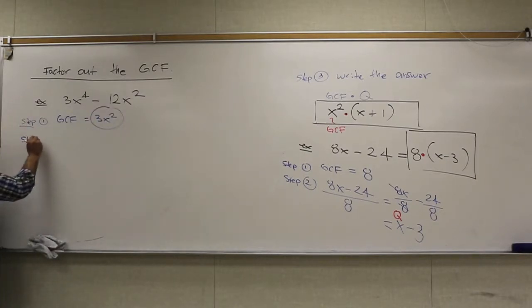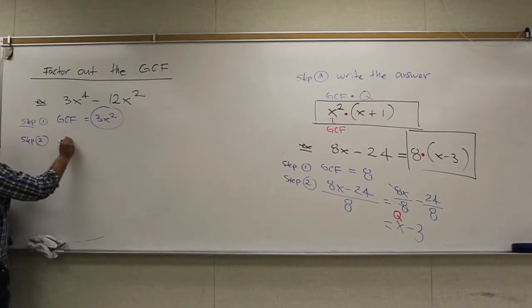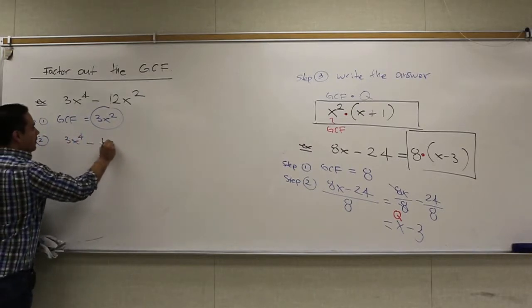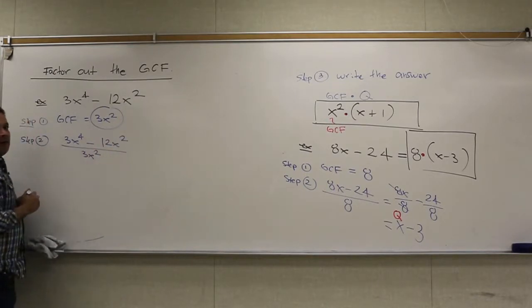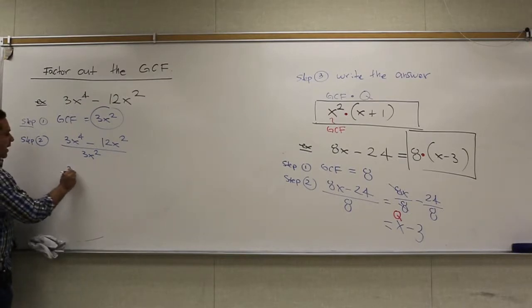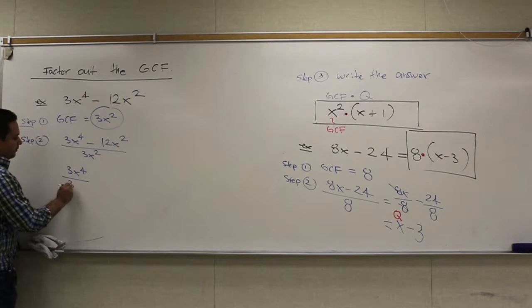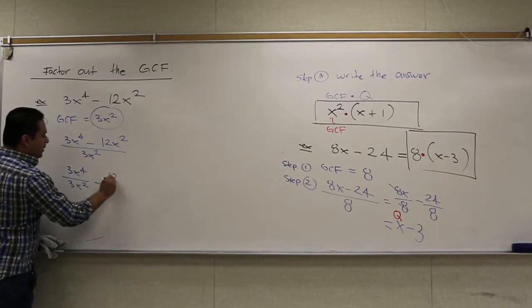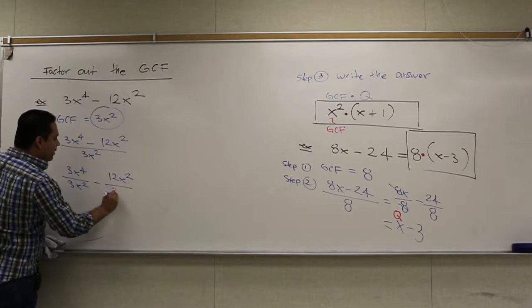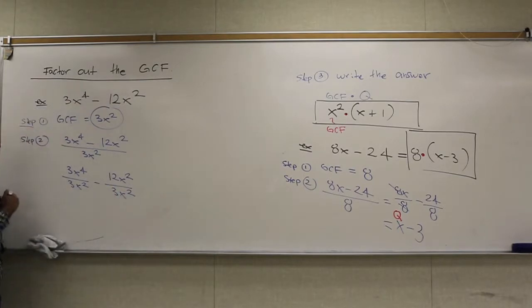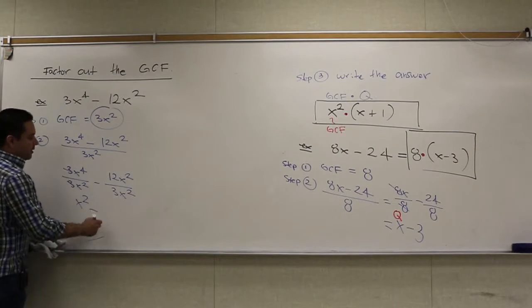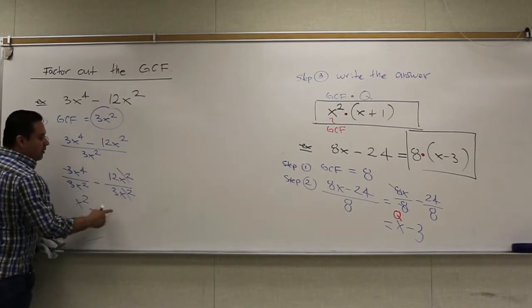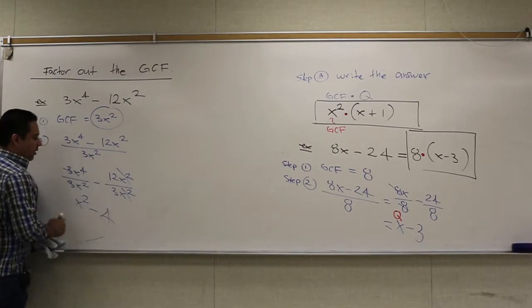Step number two, we have to find our quotient. So start with the original problem. Divide by the greatest common factor. Okay? So this is 3x to the fourth over 3x squared minus 12x squared over 3x squared. You got two division problems to do, right? What do you notice? Your 3's gone. What do you end up with? X squared minus, your x squareds are gone, right? What's 12 divided by 3? That's 4.